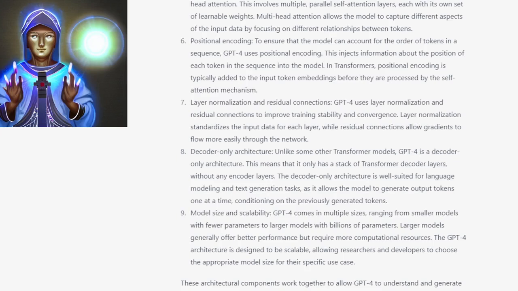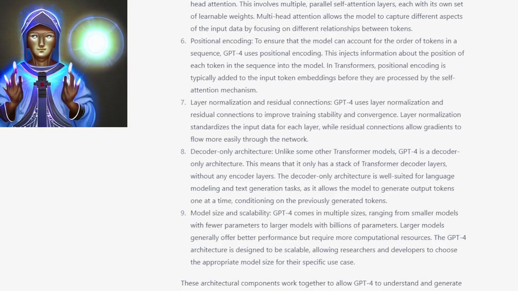Layer normalization and residual connections. GPT-4 uses layer normalization and residual connections to improve training stability and convergence. Layer normalization standardizes the input data for each layer, while residual connections allow gradients to flow more easily through the network.